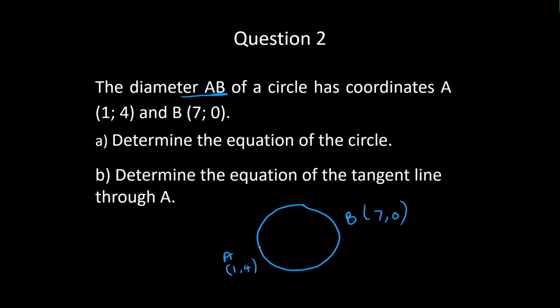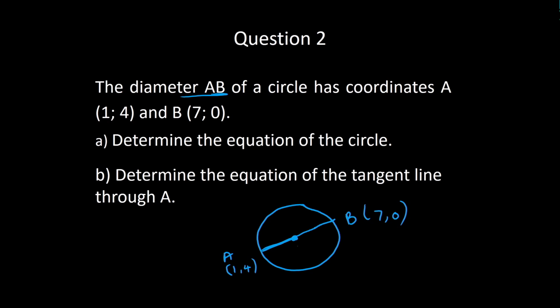Because they've told us that this is the diameter, AB, we know that that's twice the length of the radius. We also know that the midpoint of the diameter would be the center of the circle. So half the diameter will take us to the center of the circle because it's the length of the radius. Okay? So if I could find the midpoint of AB, which I can do using the midpoint formula, then I will have the coordinates of the center of the circle.